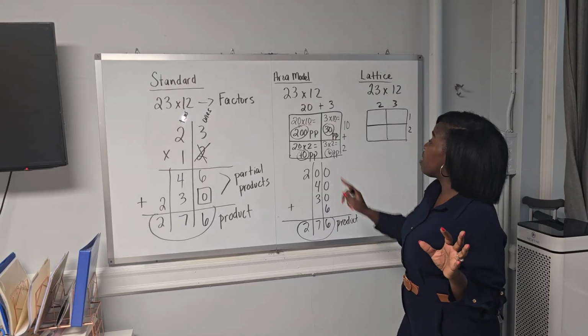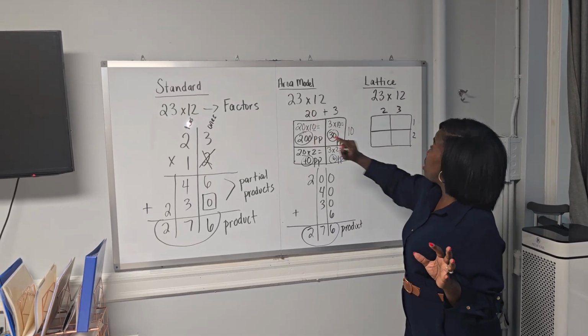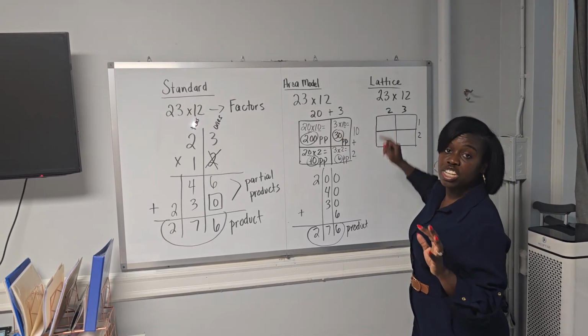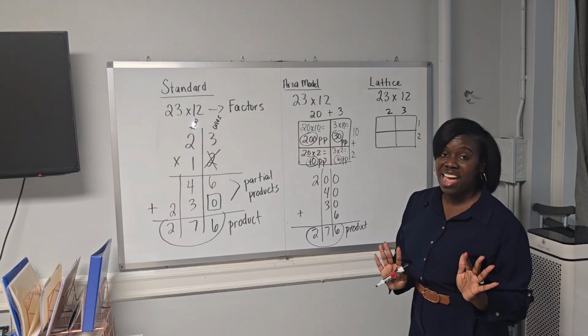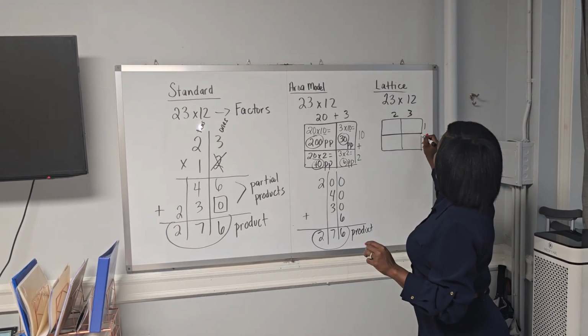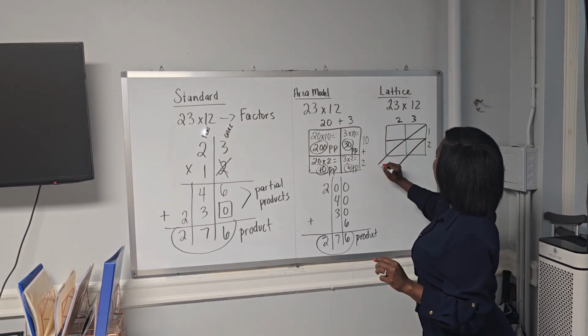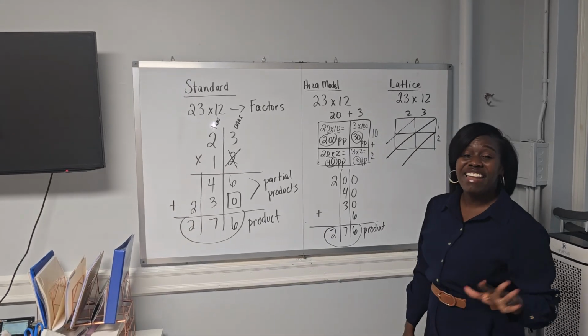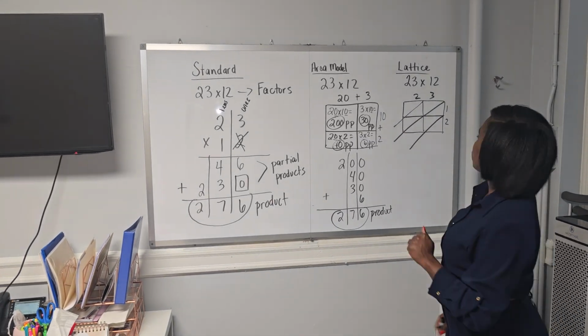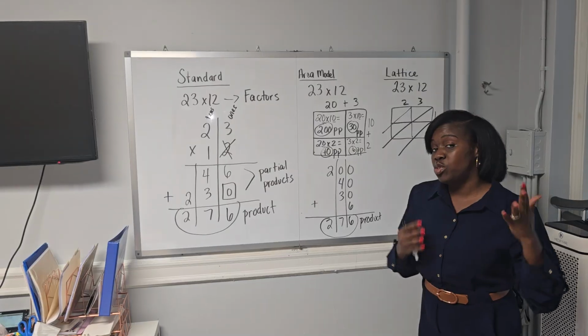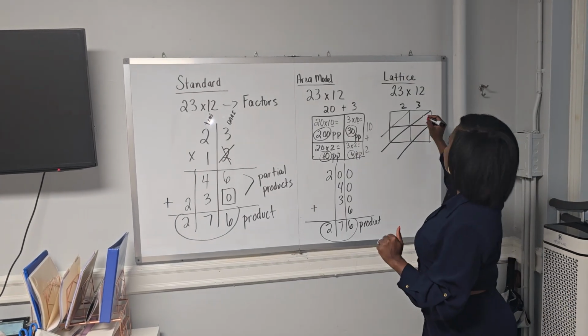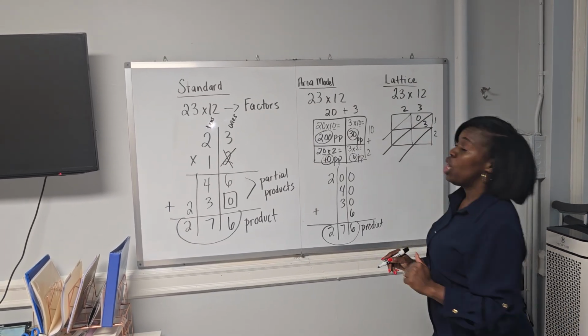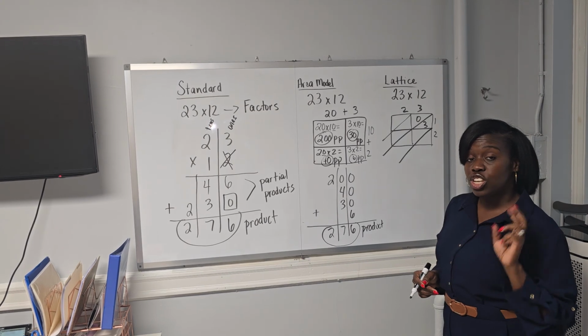Now, notice, unlike area model, this was a 20. Over here, we're going to keep the 2. No place value is needed for the lattice method. We're going to go corner to corner, corner to corner, corner to corner. Now let's get ready for the magic. 1 times 3 gives us what? 3. The best. 0, 3. 1 times 2 gives us 2.